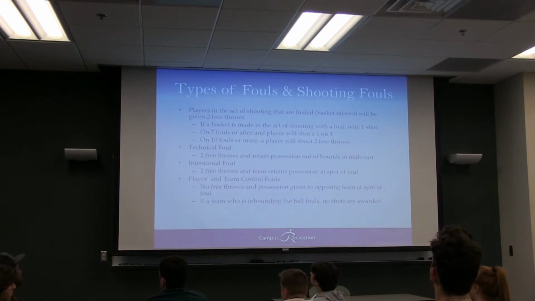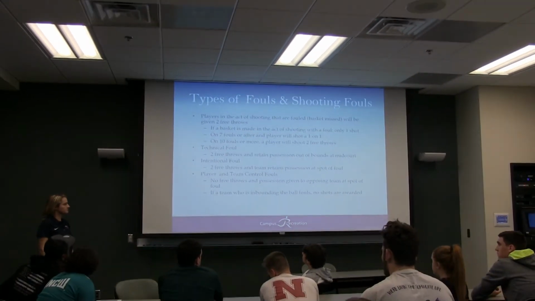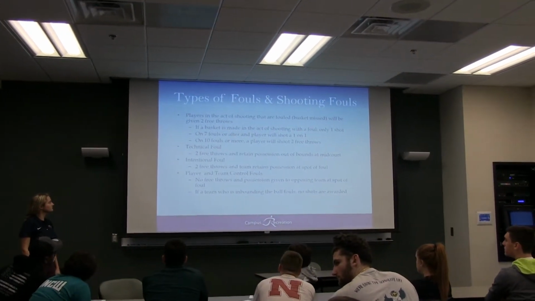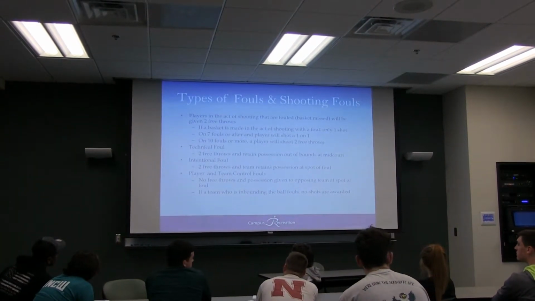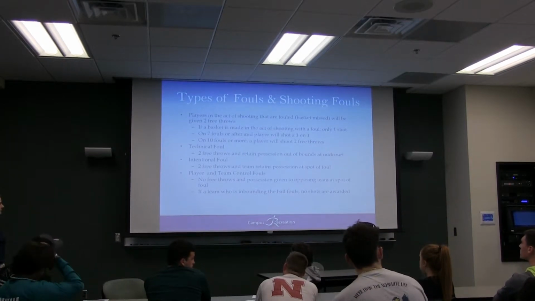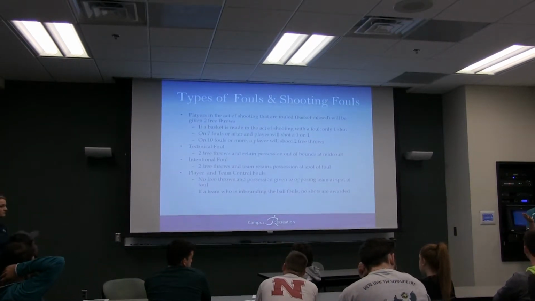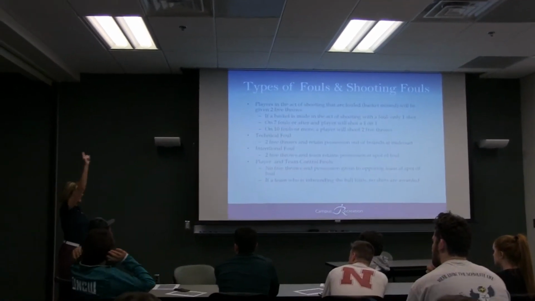All right, so I think we're wrapping up our last section here. So continuing on with fouls. A shooting foul: anytime a player is fouled in the act of shooting, they're going to get their 2 free throws like normal basketball. And then they only get 1 shot for an and one. Does everybody know that concept of an and one?